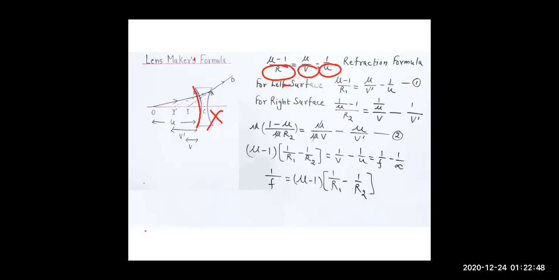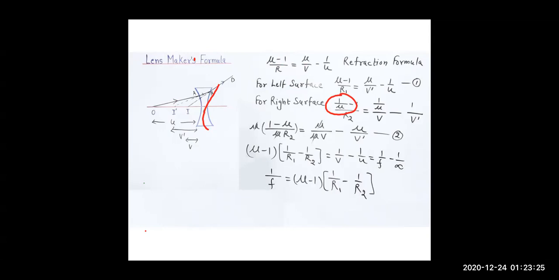Now let's apply the equation for the right surface. For the right surface we know that I dash will behave as the object. So in place of the object distance U, what will we write, beta? V dash, right? Where is the image formed? The image distance is V, so for the image we will put V. The radius of the right side is R2, right? Now again, instead of putting mu for the right surface we will put 1 upon mu, as the light is going from denser medium to rarer medium.